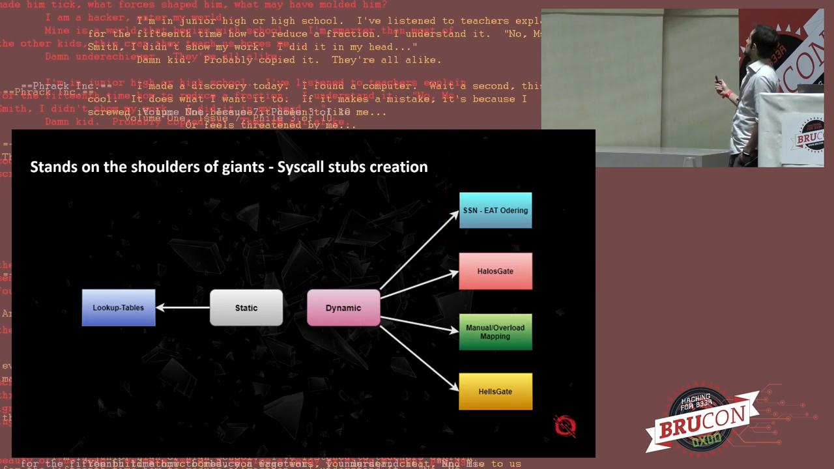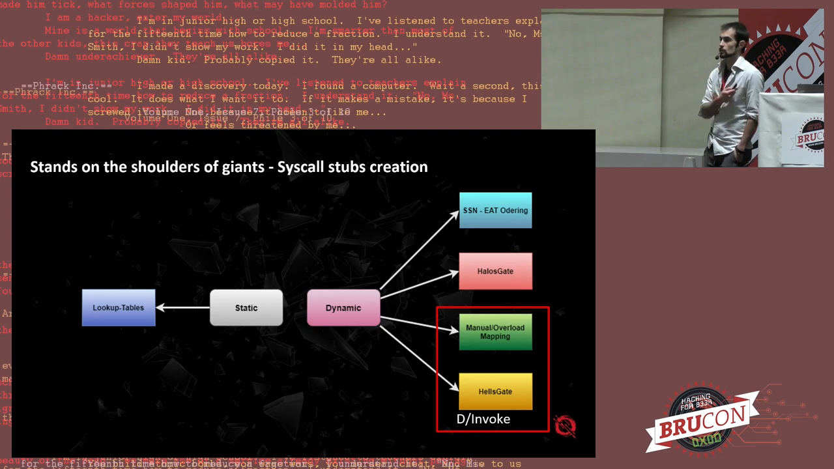And then there are another two techniques, which is what John was talking about before, which is manual overload mapping. Manual overload mapping was explained by John before. Manual mapping is exactly the same technique. You map a DLL in memory, and you just find the export in that DLL in memory and call it, usually using a custom version of GetModuleHandle and GetProcAddress.